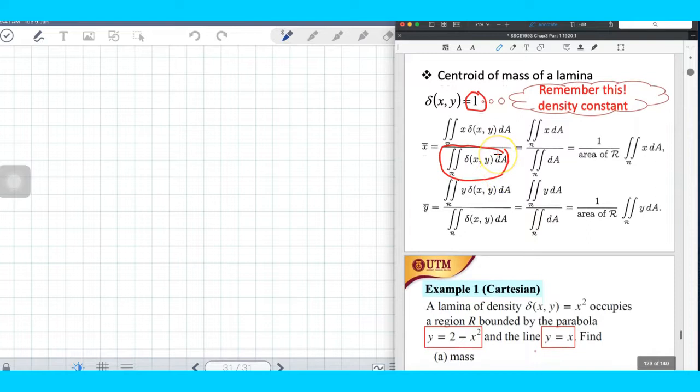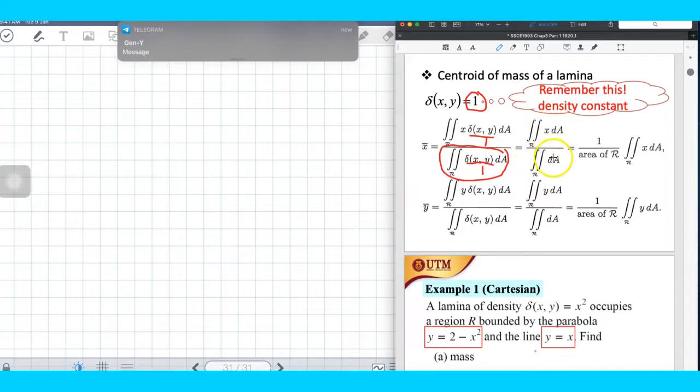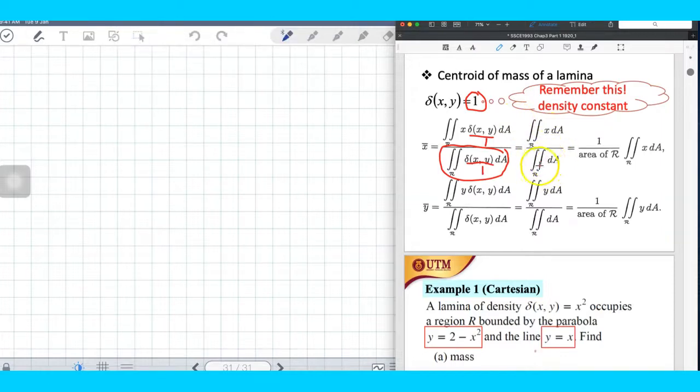Okay, and because your density function here is equal to 1, this one is 1 and this one is also 1. So then we can simplify the expression into this one. So 1 over the double integral of 1 dA, this one is actually the area of the region. We have done this before, right? So we have 1 over the area of the region multiplied by the double integral of x dA.